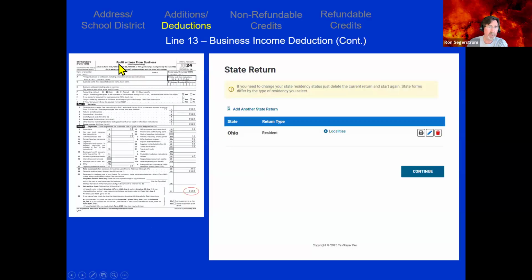So here's an example of a Schedule C profit and loss for business. In this example, this taxpayer has $1,168 of profit from this business that he has. The name of proprietor is Joe Ohio. He's a flooring contractor. But this is how you put that in.